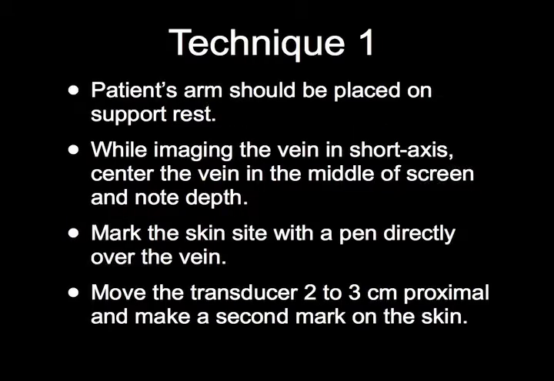Peripheral intravenous access. Patient's arm should be placed on a support rest. While imaging the vein in short axis, center the vein in the middle of the screen and note the depth. Then mark the skin site with a pen directly over the vein. Move the transducer 2 to 3 centimeters proximal and make a second mark on the skin. You now know the trajectory of the vein.